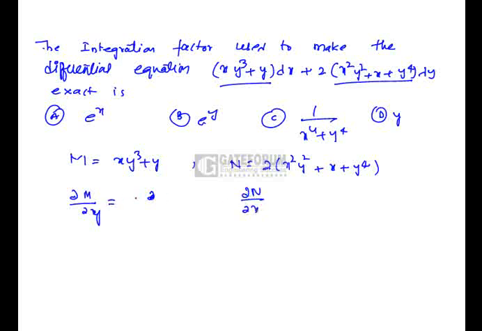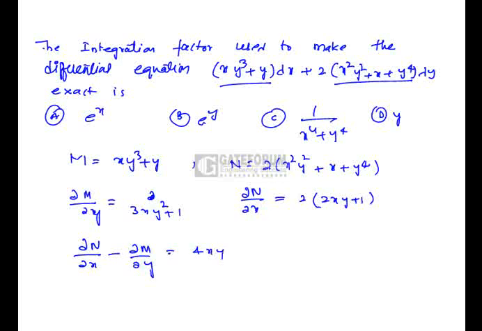Now this dou M by dou y is 3xy square plus 1. Similarly, dou N by dou x is 2 times of 2xy plus 1. Now let us check dou N by dou x minus dou M by dou y, which is 4xy plus 2 minus 3xy square minus 1. Sorry, this will be xy square. So entirely it will be xy square plus 1.